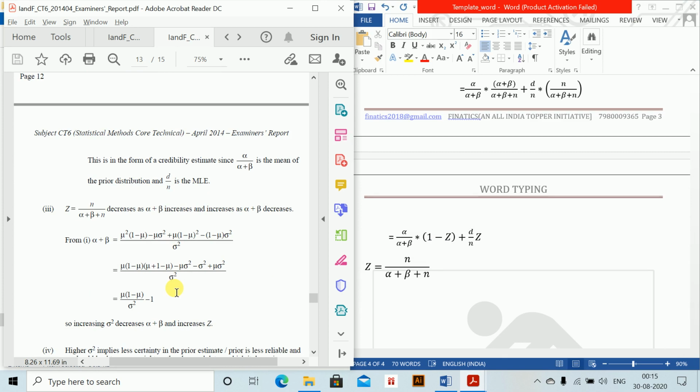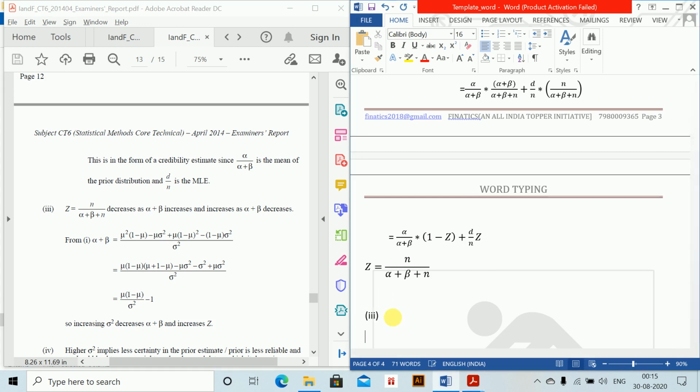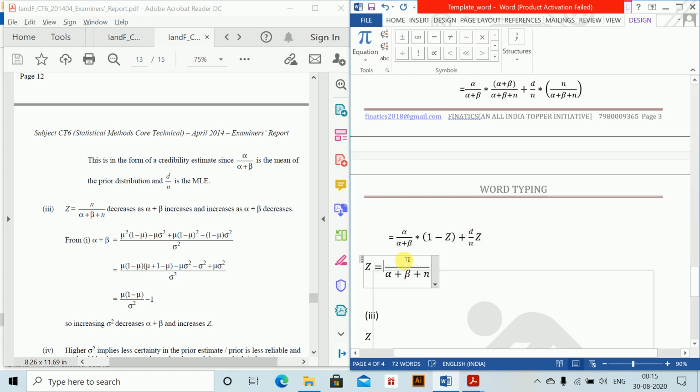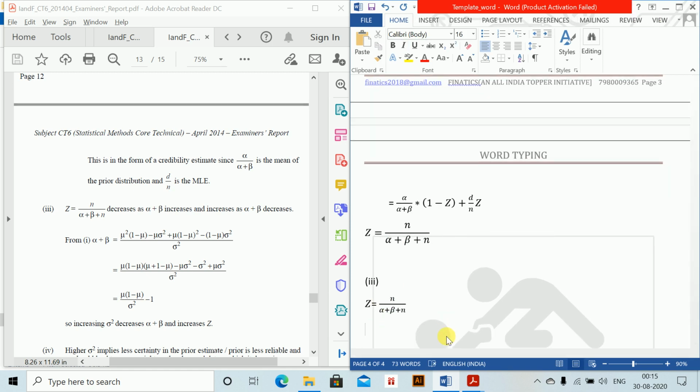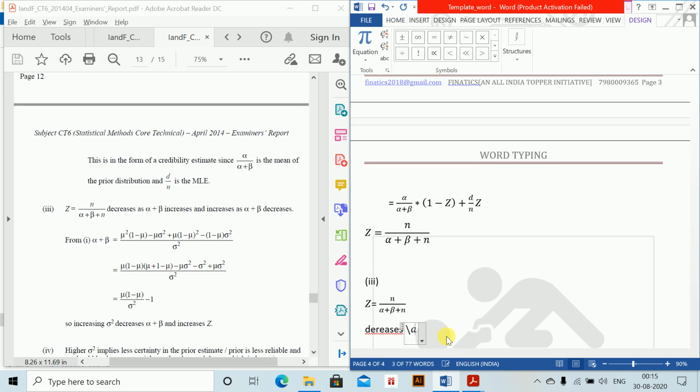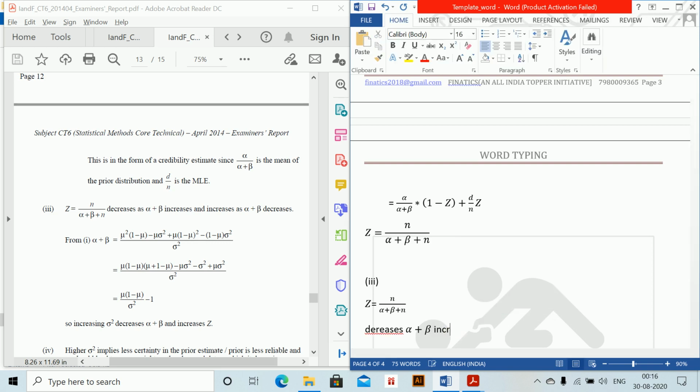Okay, and then next part 3, where we know Z is equal to this. Z is equal to n divided by (α+β+n). Now this will decrease as α+β increases. Okay, and vice versa.